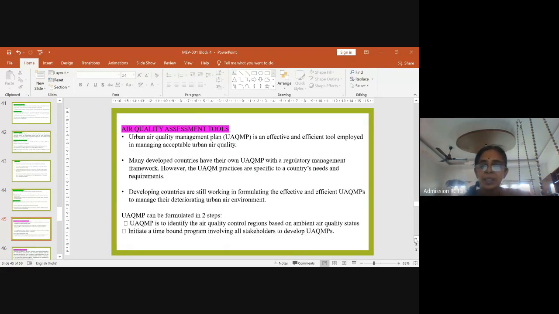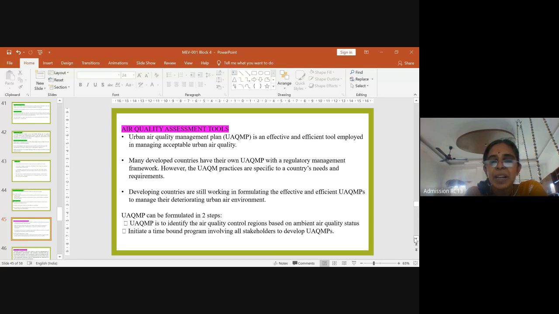So these were some of the pollutants. So how to assess the quality of the air? There are a number of tools to assess the quality of the air. First one is the urban air quality management plan, an effective and efficient tool which is employed in managing the acceptable urban air quality.